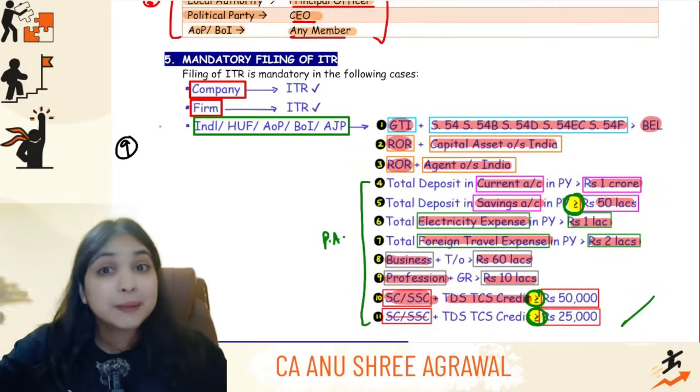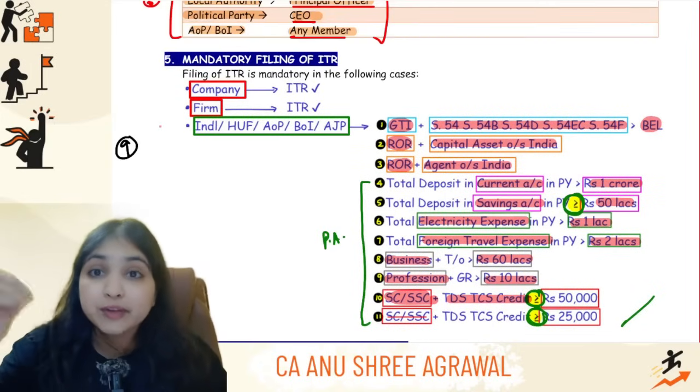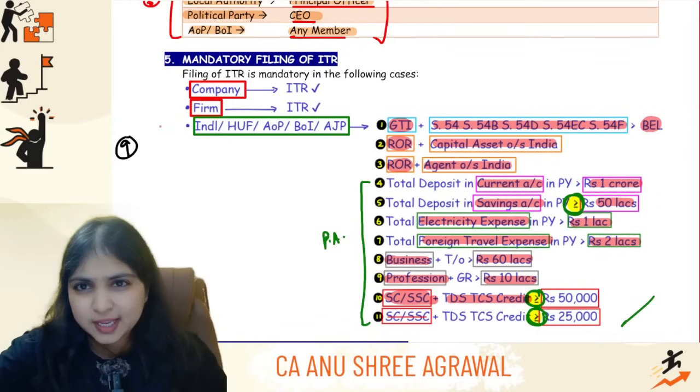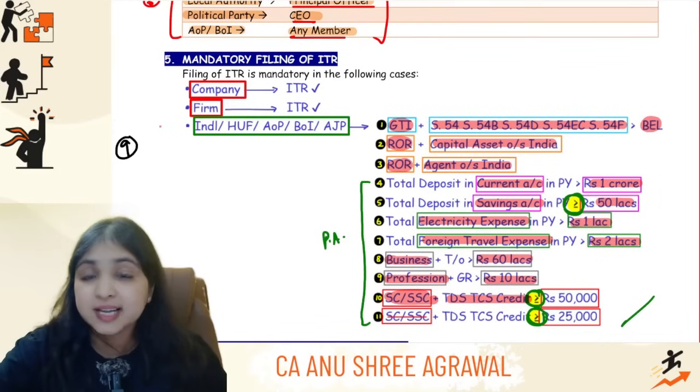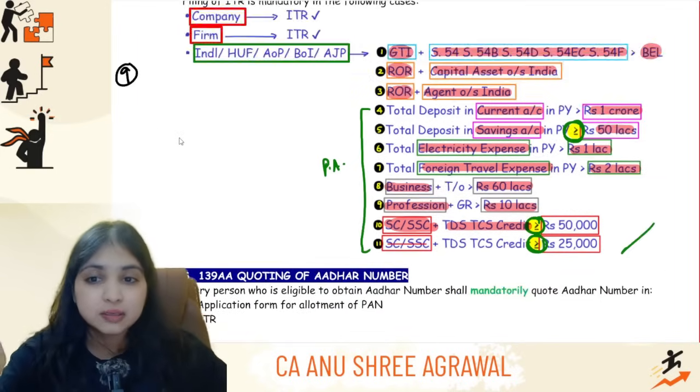Okay. But please don't forget, will you check all this for a company and a firm? No. Every company, every firm, doesn't matter what their income is, doesn't matter what the electricity expense is. Every company, every firm has to mandatorily file ITR every year. Okay guys, this is about the 9th concept.